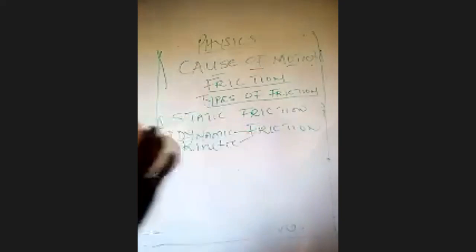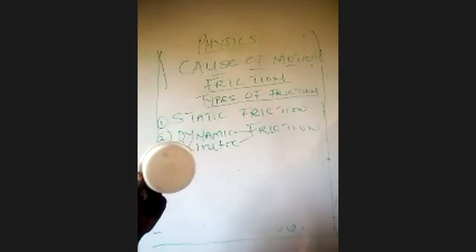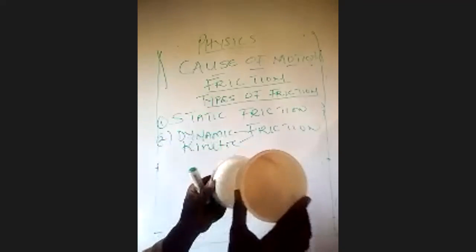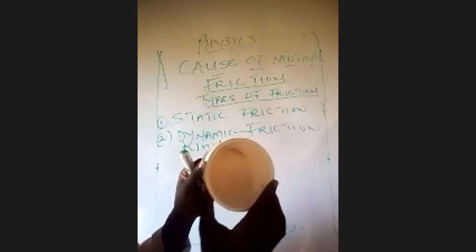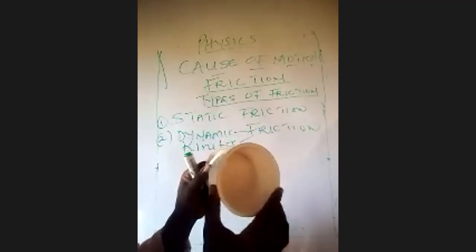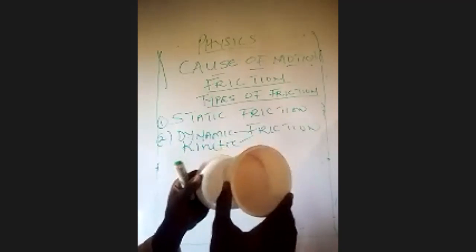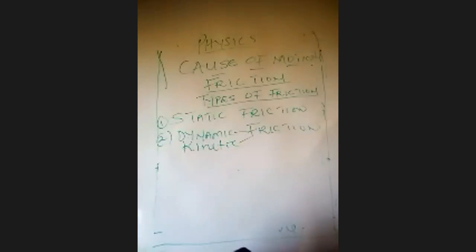Dynamic friction is the force that must be overcome so that a body can move with uniform speed. The force that you overcome for these two bodies to move at a uniform speed over each other, the force we overcome for this body to move freely over the other, that's what we refer to as dynamic friction.